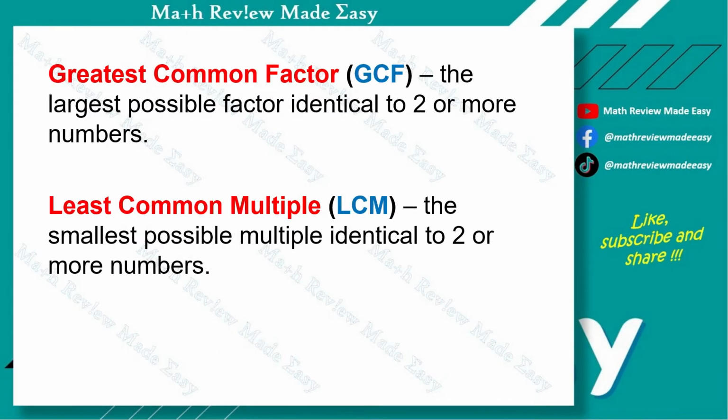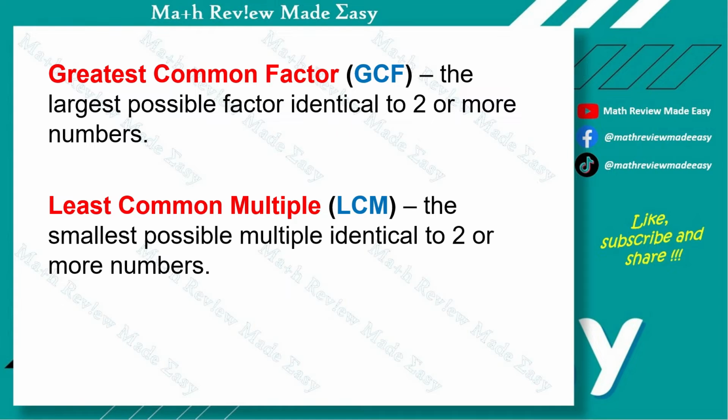So, another topic na pumapasok sa factors and multiple is yung greatest common factor or the GCF and the least common multiple or the LCM. So, ano muna ba yun? I-identify muna natin kung ano sila. So, the GCF is the largest possible factor identical to 2 or more numbers. While the LCM or the least common multiple is the smallest possible multiple identical to 2 or more numbers.